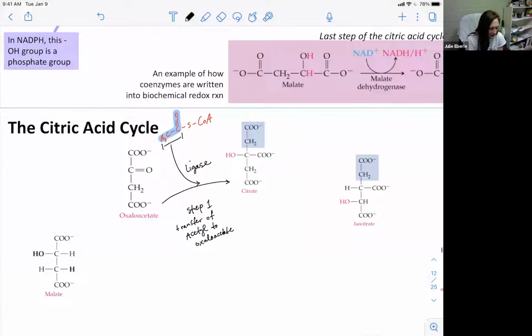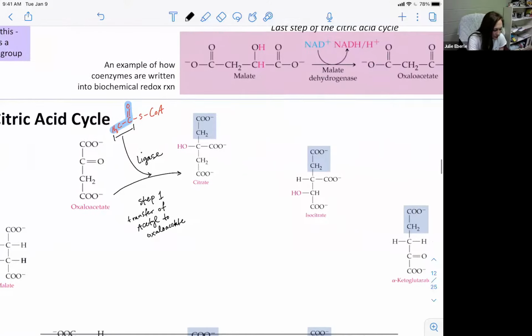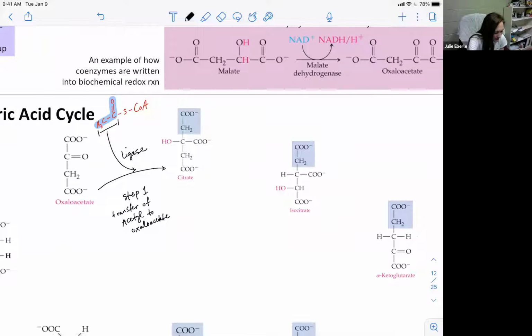Next step. So that's step 1. Step 2, we're going to take citrate and make isocitrate. All right. So if you were to analyze these two structures, let me tell you, you're going to find all the same atoms. You're just going to find them connected differently. So it kind of makes sense that the name of our product in step 2 here is isocitrate. So what are we making?